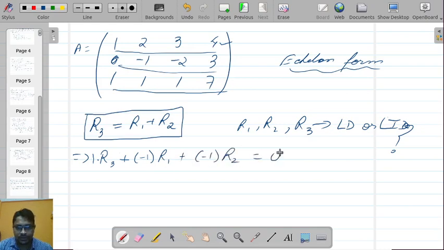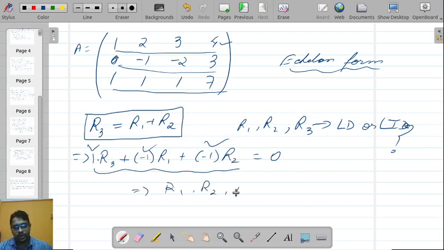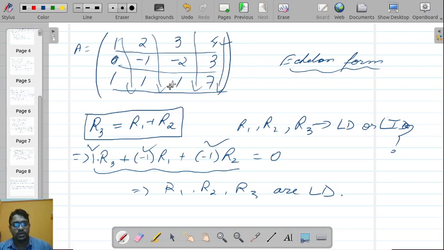We can always write it this way. So this is a linear combination of the rows R3, R1, R2, and here at least one of the scalars is non-zero. So the rows are linearly dependent. This implies R1, R2, R3 are linearly dependent. Similarly you can also find something about the columns, but that will require solution of a system of equations. For the time being I am not doing it because it's a very large matrix.